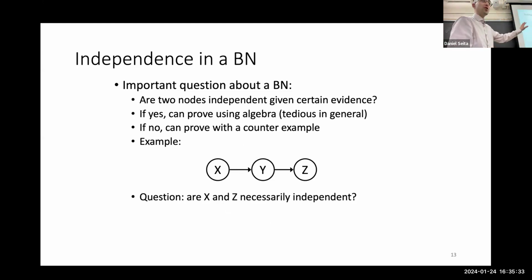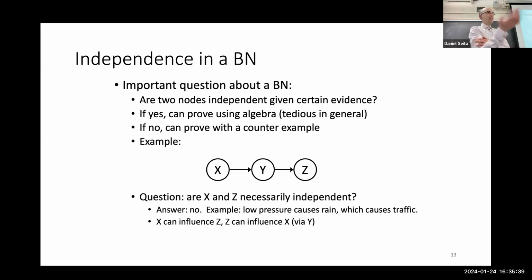Well, you're not given one. It's just X and Z. Yeah, so because you can have X, which causes Y, which causes Z. So if you know X, then it probably gives you a hint, or it changes the knowledge of the probability of Z.